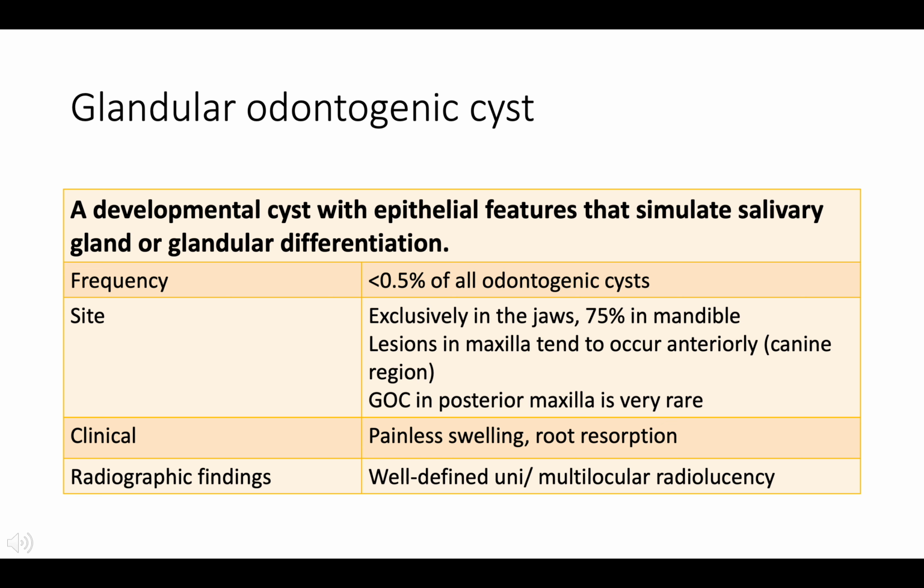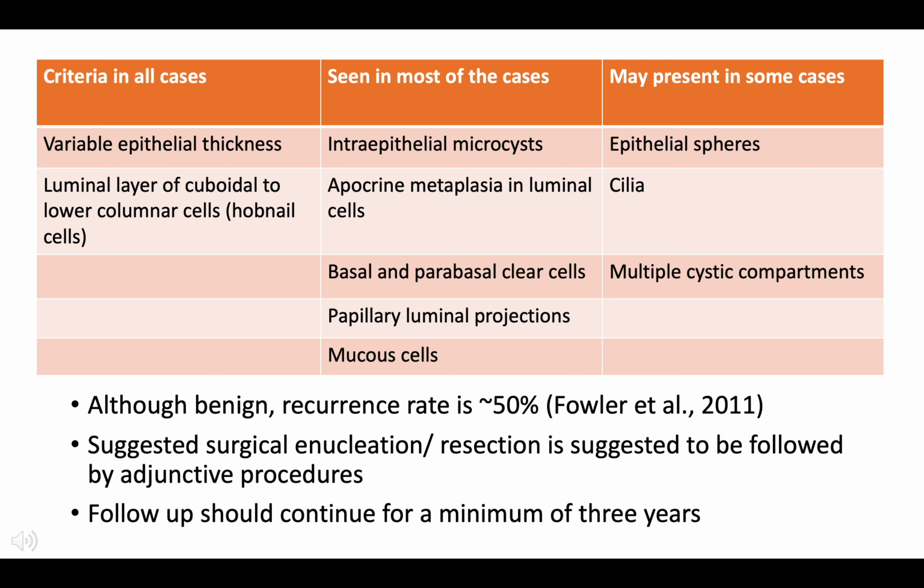Glandular odontogenic cyst, or GOC, is a developmental cyst with epithelial features that simulate salivary gland or glandular differentiation. It is very rare among all odontogenic cysts and it favors the jaw, with 75% in the mandible, while lesions in the maxilla tend to occur anteriorly. Clinically, it appears as a painless swelling along with root resorption, and the radiographic findings show well-defined multilocular radiolucency. In the latest WHO classification, there are 10 criteria listed and there must be 7 criteria out of 10 to make up a diagnosis of GOC.